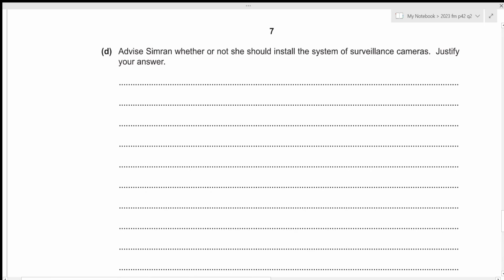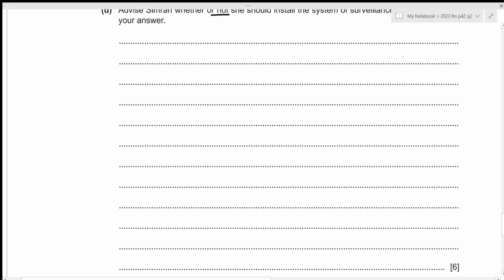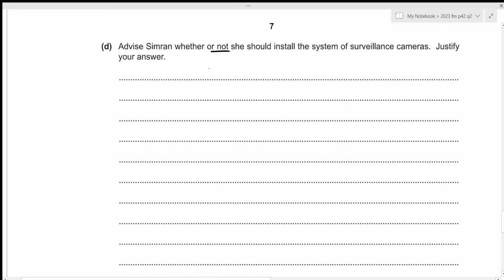We now need to advise Simran whether or not she should install the system of surveillance cameras. We need to justify our answer, and it's of 6 marks. Okay, so firstly, we just said that the production of B turned from a loss to a profit. That is a good thing. Let's write it down. Production of B turns from a loss to a profit.